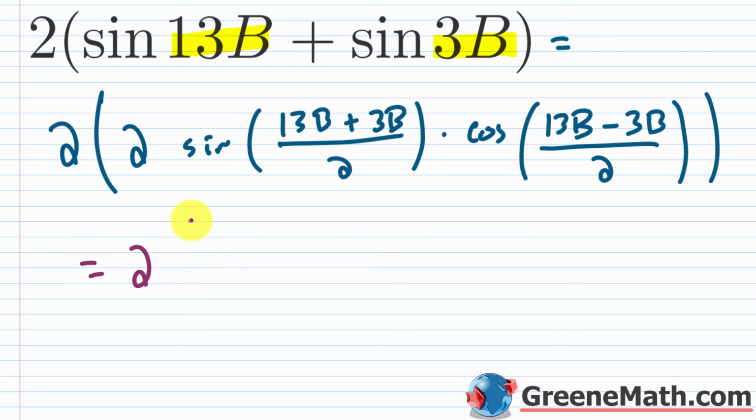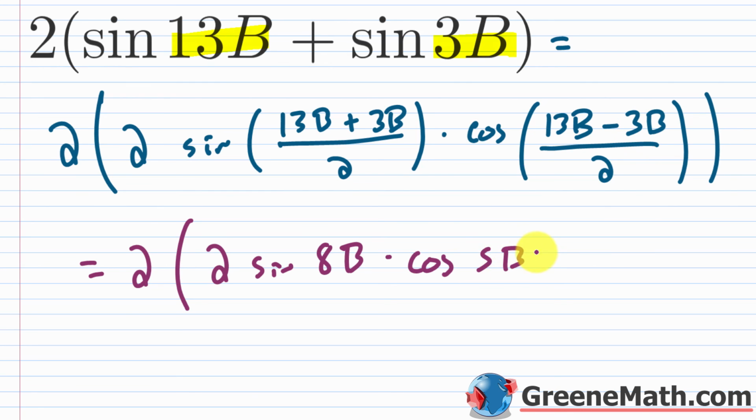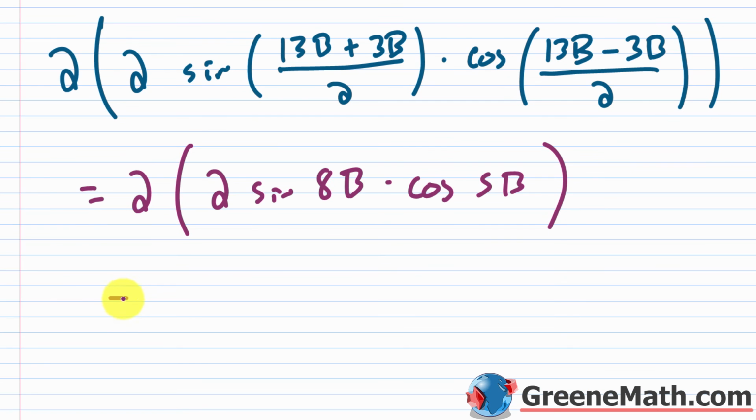So let me go 2 times, you have 2 times the sine of 13 plus 3 is 16. 16 divided by 2 is 8. So this is just 8b. Let me drop these parentheses here. So this is 8b here. And then times the cosine of 13 minus 3 is 10. So this would be 10b over 2. And 10 divided by 2 is 5. So this is the cosine of 5b. So close this down. And to finish this up, 2 times 2 would be 4. So this is 4 times the sine of 8b times the cosine of 5b.